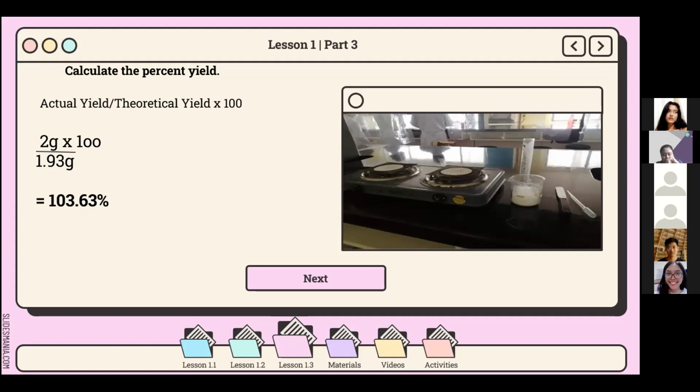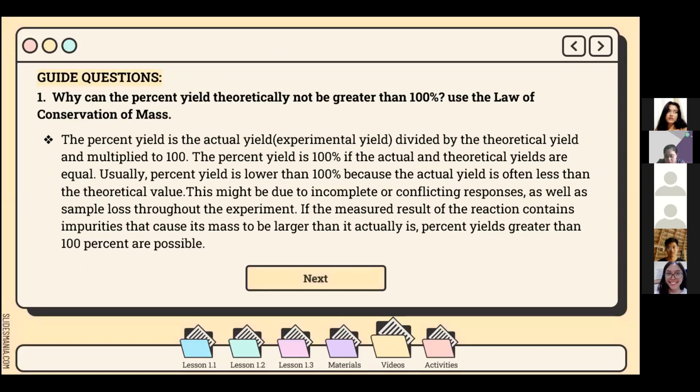So to solve the percentage yield, you need the theoretical yield also, which is 1.93 grams, which Gwyneth explained earlier. And then the formula is percentage yield equals actual yield over theoretical yield times 100. So 2 grams over 1.93 grams times 100, which equals 103.63%. So I will be giving the virtual floor to the next reporter.